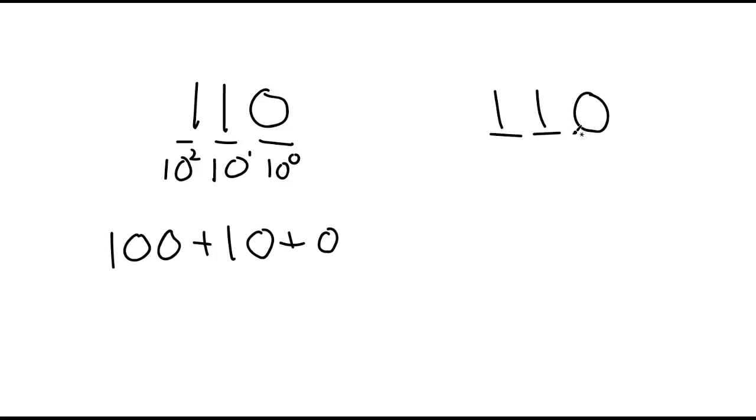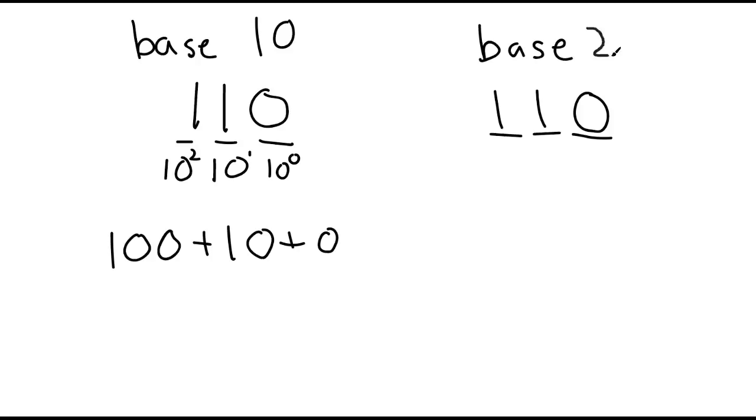So let's do our 3 places again. Now, this is what we use, and it's base 10. I don't know if there's a fancy name for it, but we're just going to call it base 10. And binary is base 2. So base 10, we have 10s down here. Base 2, we're going to have 2s down here.